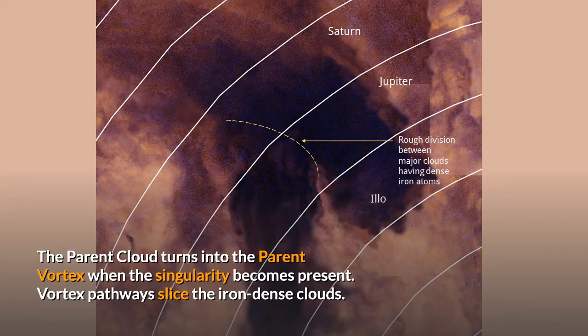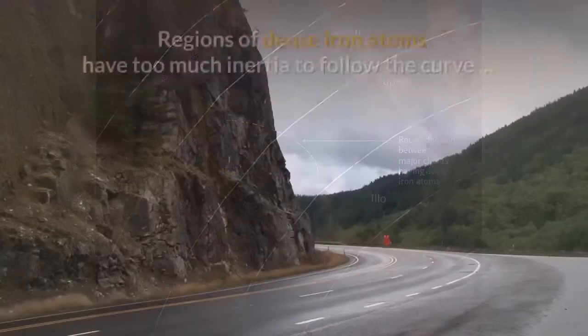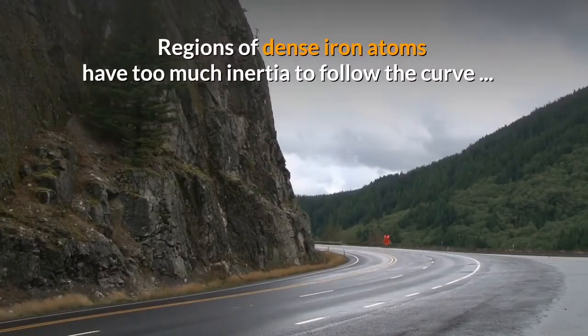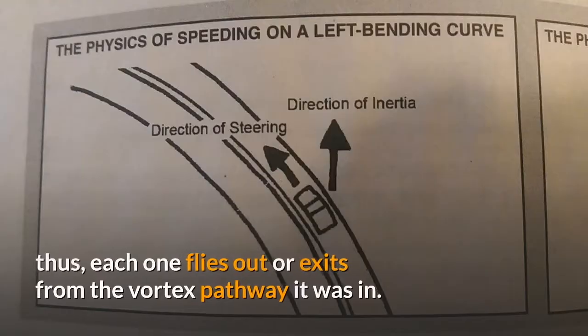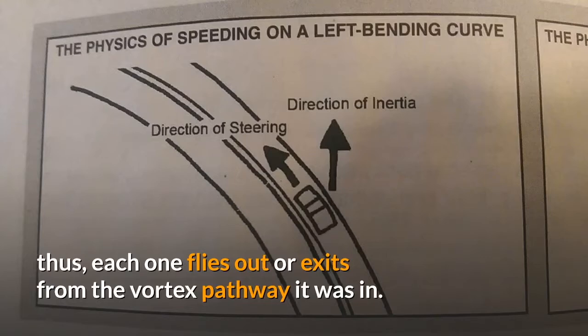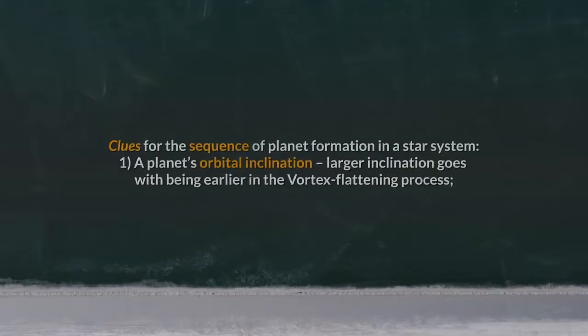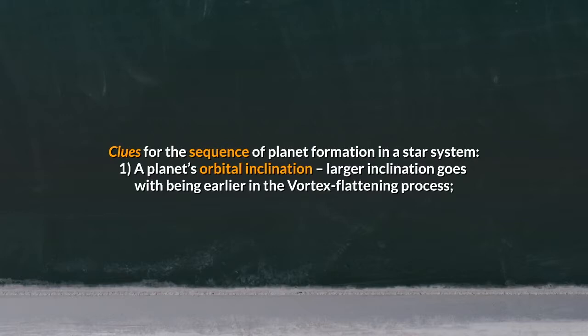Vortex pathways slice the iron-dense clouds. Regions of dense iron atoms have too much inertia to follow the curve. Thus, each one flies out or exits from the vortex pathway it was in. Clues for the sequence of planet formation in a star system.